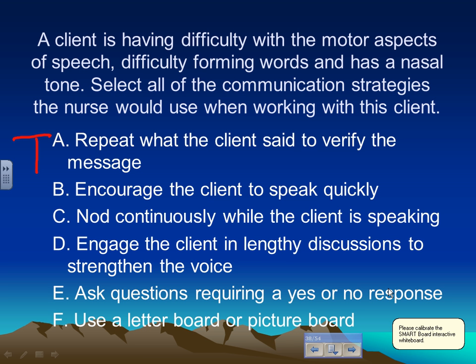Would we encourage the client to speak quickly? Why? Right, he's having trouble forming words. He's having problems with the motor aspects of speech. Would we nod continuously while the client is speaking? Why not?